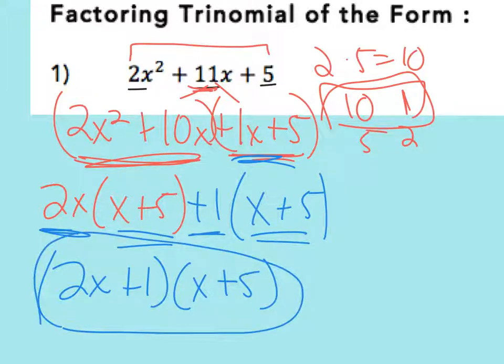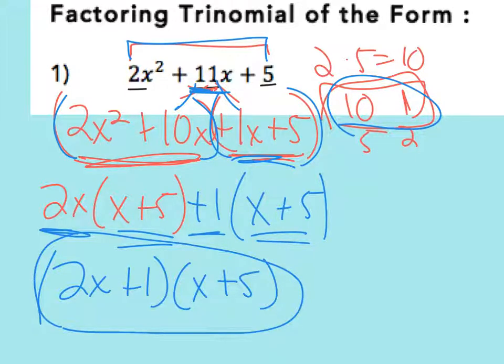There's my answer. Now, recap. What did I do? I took first times last, found factors to get 11, rewrote the middle term, put parentheses around each pair, and then factored out what's in common, factor by grouping. Then my parentheses match up, so I put together what's on the outside times what's on the inside.